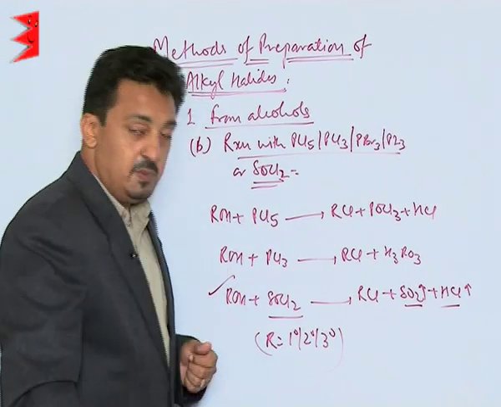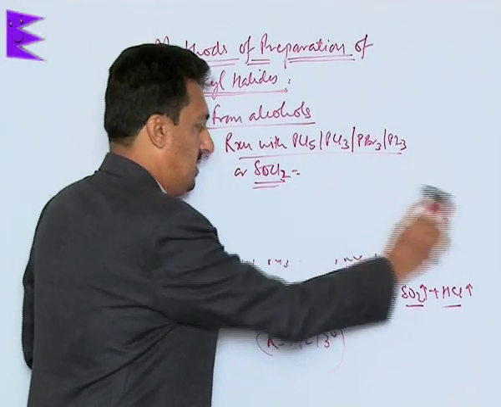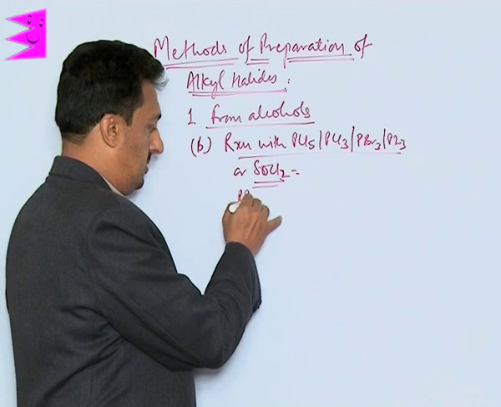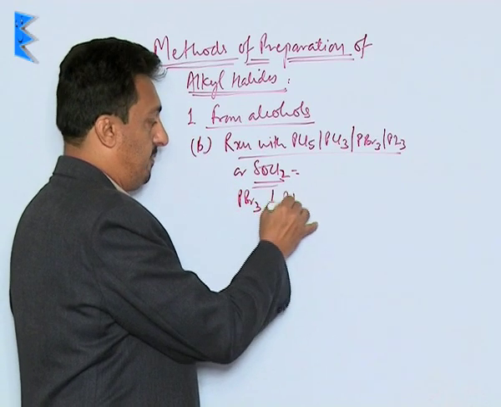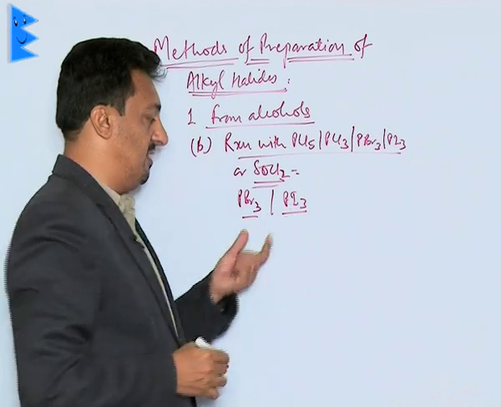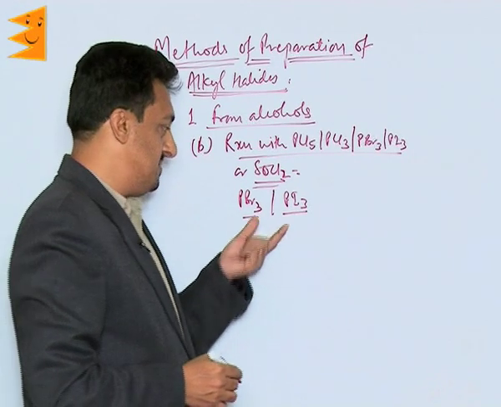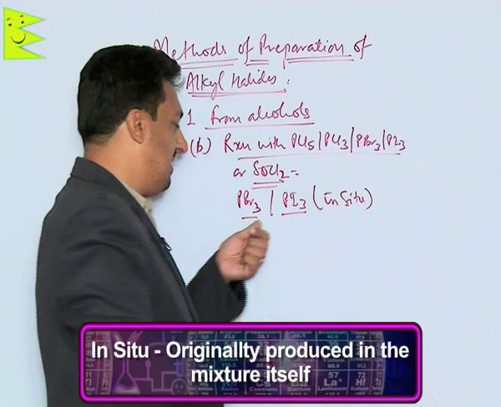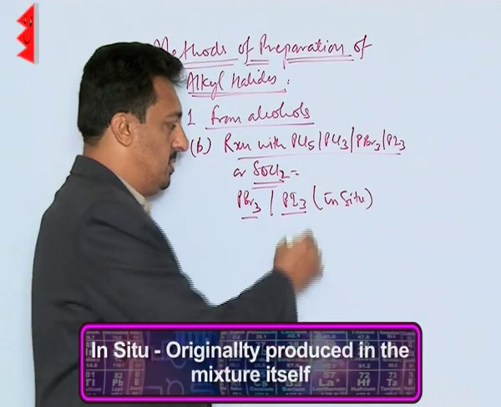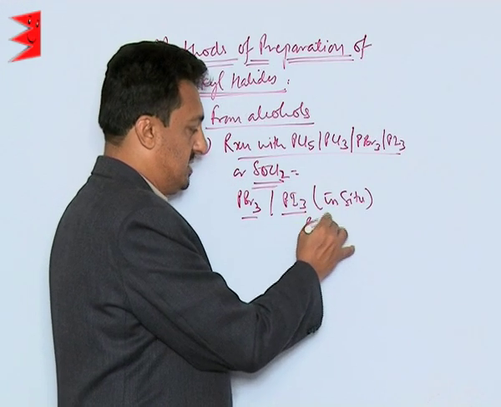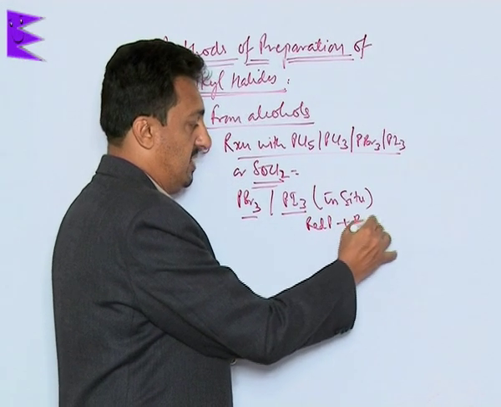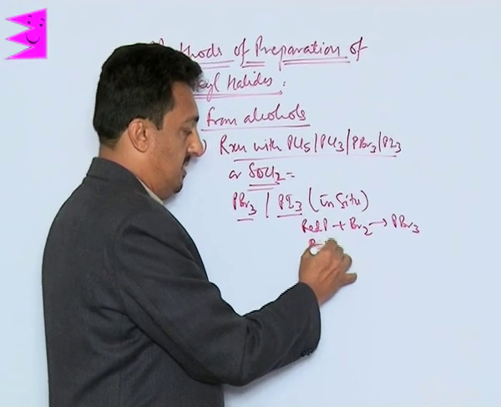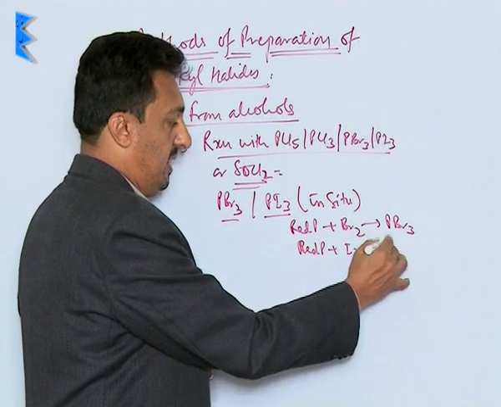Now, along with this, we can use PBr3 or PI3. This is done for bromination, and this is used for iodination. They are always prepared in situ. Why? Because PBr3 and PI3 are not stable. So what we do is we always take red phosphorus plus bromine, which gives us PBr3. When the same red phosphorus is taken with iodine, what we get is PI3.